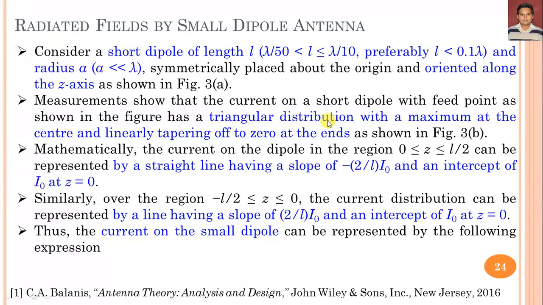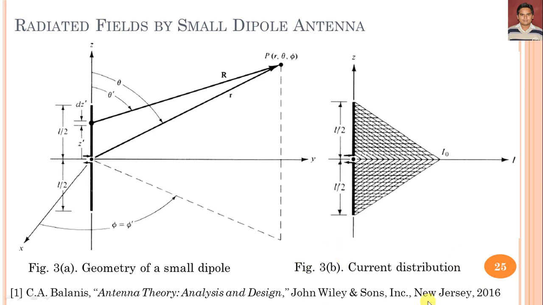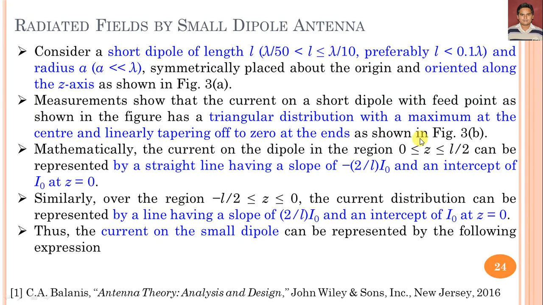Measurement showed that the current on a short dipole with the feed point shown in figure 3b, when center fed, looks like a triangular distribution. This current is along the z axis. At the center feed the current is maximum and then decreases on both sides, so the current distribution has its maximum at the center, linearly tapering off to 0 at the ends.